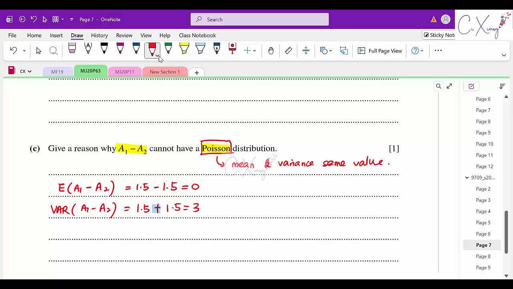Of course, this calculation is just to show you for understanding purposes. In the exam, you can directly write out the reason: the mean and variance for the variable A1 minus A2 do not have the same value. Therefore, it is not Poisson distributed. Okay, so that's the main reason. All right, so this is how we answer question number 4.